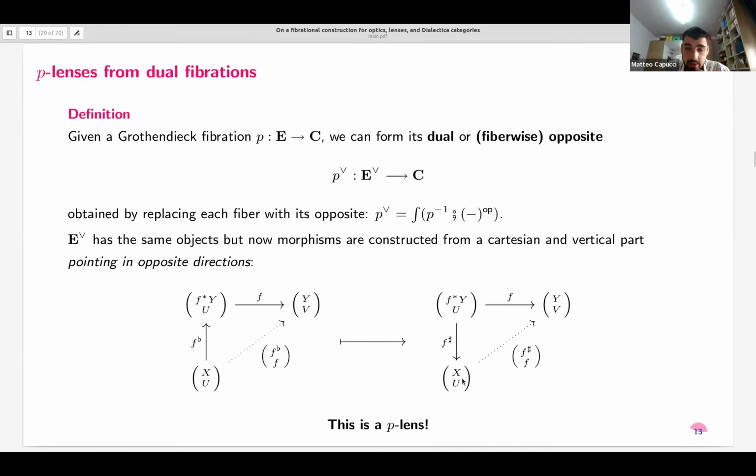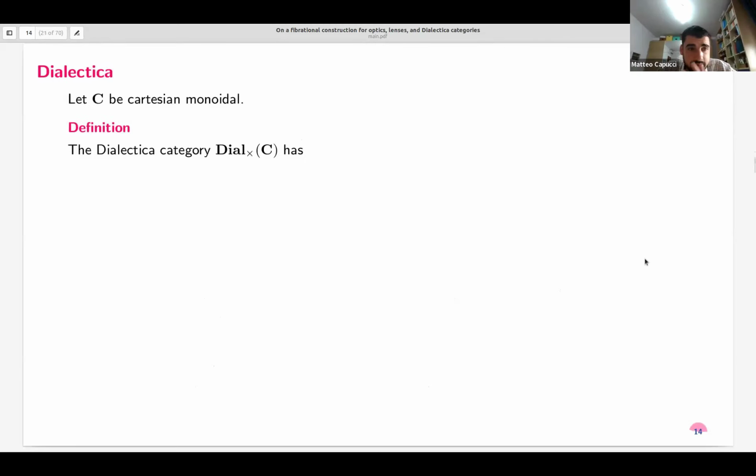And so a morphism in E dual is one of these formal spans, given by a P vertical map and a P Cartesian map. And if you squint a bit, you realize this is exactly what a P lens is. So we characterize P lenses in this extremely simple fashion: a P lens is just a morphism in the dual fibration, which is really neat.